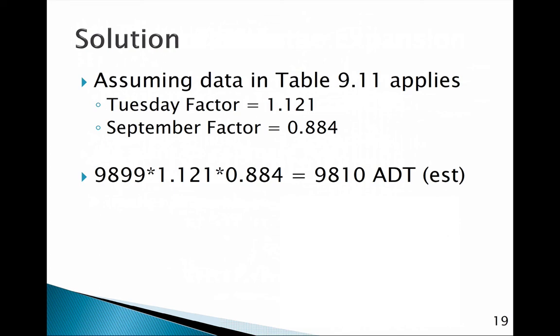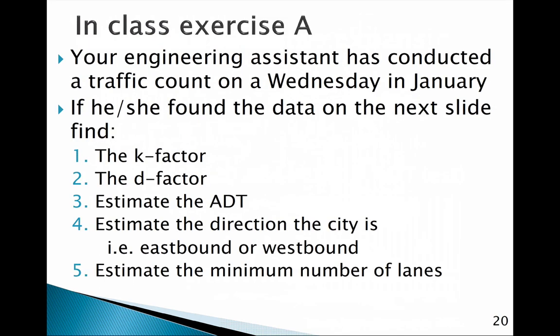So to get the actual estimated ADT, you simply multiply what you counted times those two factors. So 9,899 times 1.121 times 0.884. So in this case, our annual ADT is slightly less than what we counted that day. So a Tuesday in September would typically have a little higher traffic than an average weekday any other time of the year. So that's the solution for how you do those adjustments.